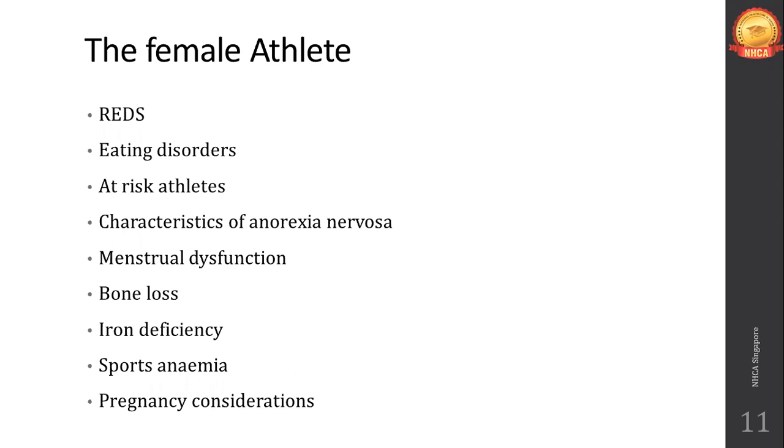And what is menstrual dysfunction because of energy deficiency? How does it lead to bone loss? What is iron deficiency anemia? And what is actually sports anemia? And in case of a pregnant athlete, what recommendations should you give her? So these are the important parts from the female athlete chapter.